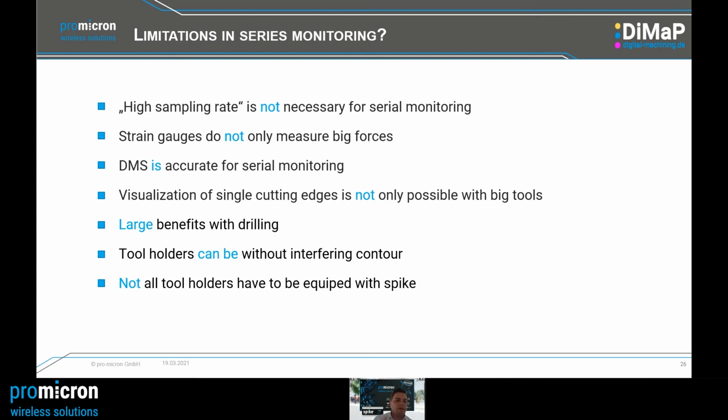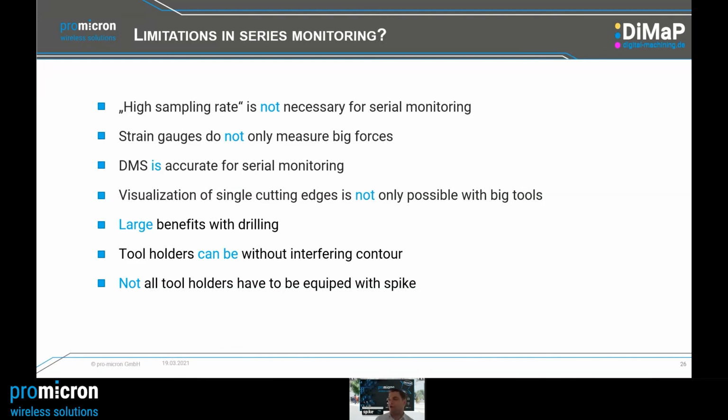The benefits, the case with the drilling, we have already discussed. I don't want to discuss that more in detail. Some other points: with the Spike technology, for example, we have this ring on the tool holder, and sometimes it is not good because we have interfering contours. I would like to show you later some new designs which we have done, which are possible with some tool holder specifications where we don't have interfering contours, so it's also not a limitation.